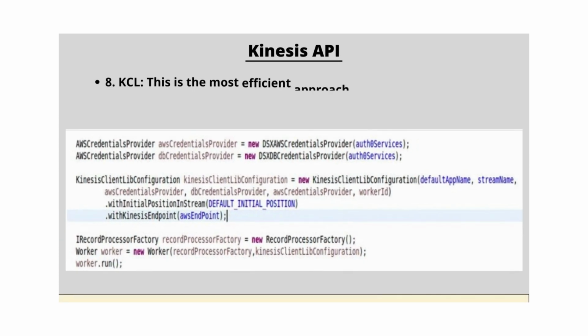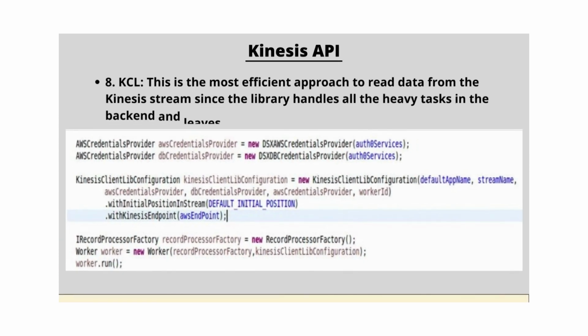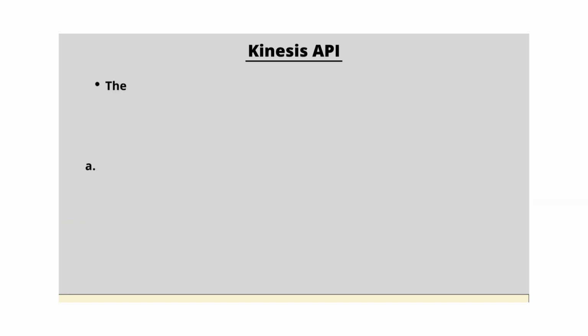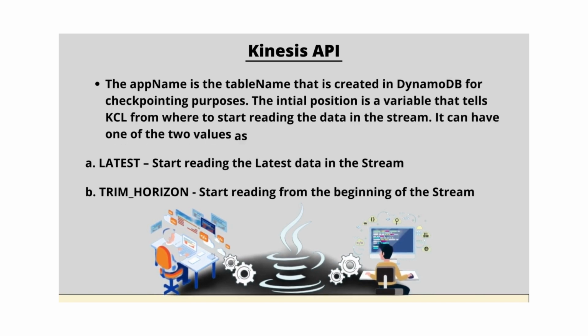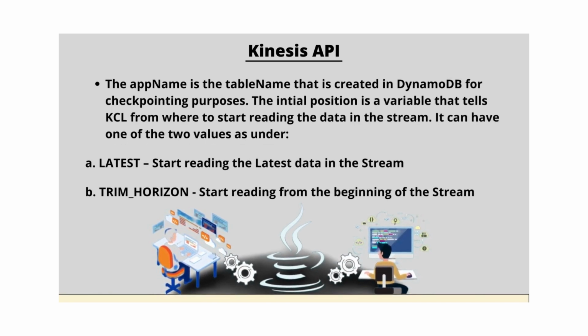Eighth one is KCL. This is the most efficient approach to read data from the Kinesis stream since the library handles all the heavy tasks in the backend and leaves the user with the data. As you can see in the mentioned image, the app name is the table name that is created in DynamoDB for checkpointing purposes. The initial position is a variable that tells KCL from where to start reading the data in the stream. It can have one of two values. First one is latest, start reading the latest data in the stream. Second one is trim_horizon, start reading from the beginning of the stream.